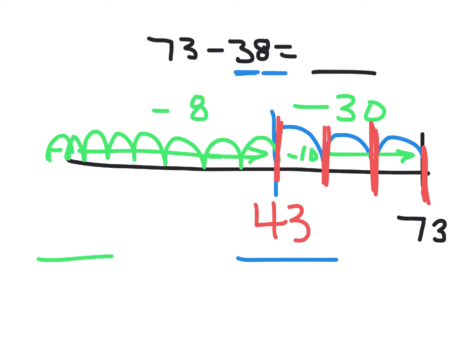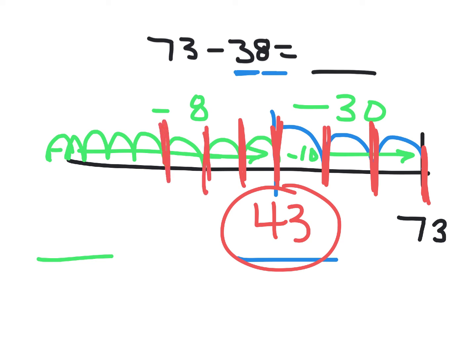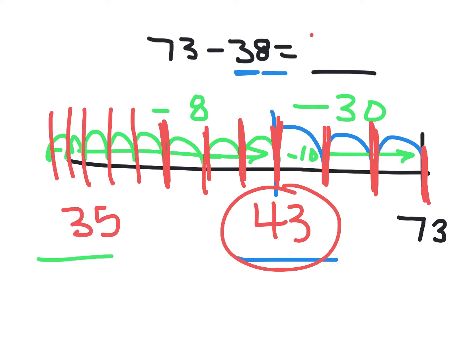Now I'm going to count backwards by ones, starting at 43, okay? 43, 42, 41, 40, 39, 38, 37, 36, 35. I land on 35, and that is the answer. 73 minus 38 is 35.